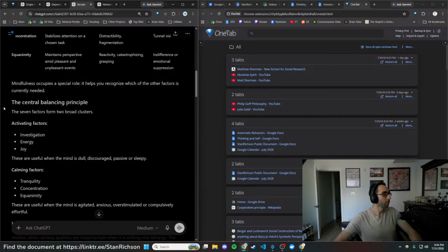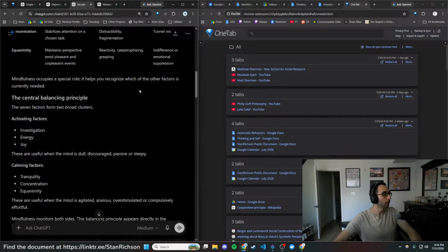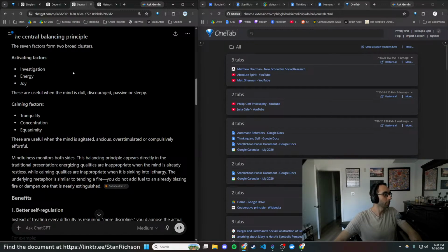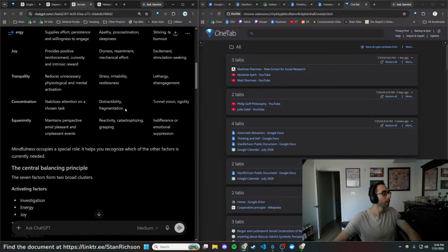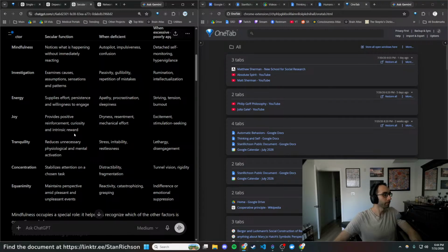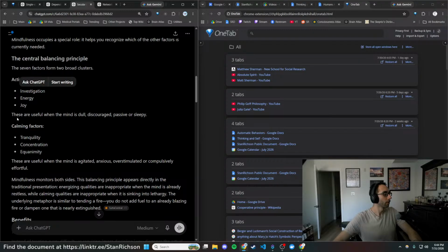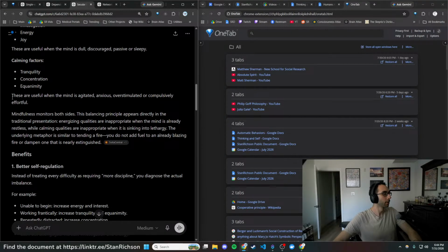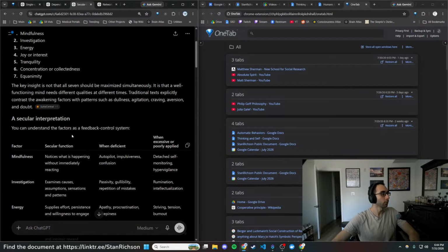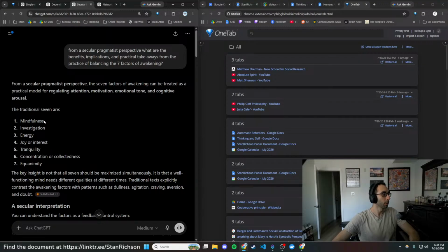The central balancing principle: the 7 factors form 2 broad clusters. We got activating factors. These are useful when the mind is dull, discouraged, passive, or sleepy. So this is going to be an exercise in generating energy and joy. And then we got calming factors. These are useful when the mind is agitated, anxious, overstimulated, or compulsively effortful. So this is going to be a practical tool set where mindfulness is going to be our most important tool, and then we can leverage these.